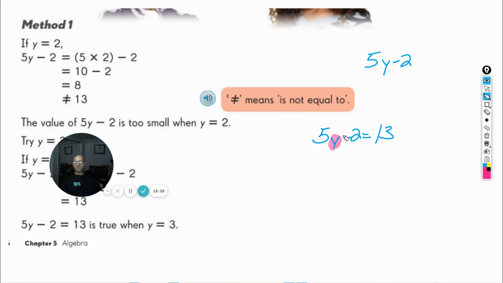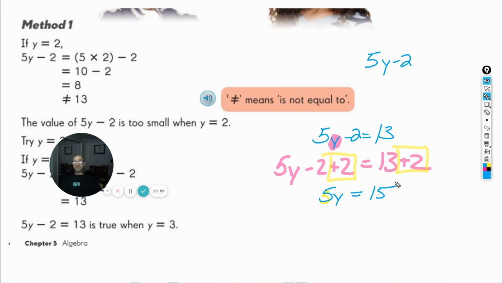We see this minus 2 here. I want to get rid of any numbers that aren't remotely connected. So how do you get rid of a minus 2? You add 2. So you're going to go 5y minus 2 plus 2 equals 13 plus 2. Because remember, whatever I do here, I have to do here to keep it in balance. So now 5y minus 2 plus 2 gives me 5y, and then 13 plus 2 is 15.